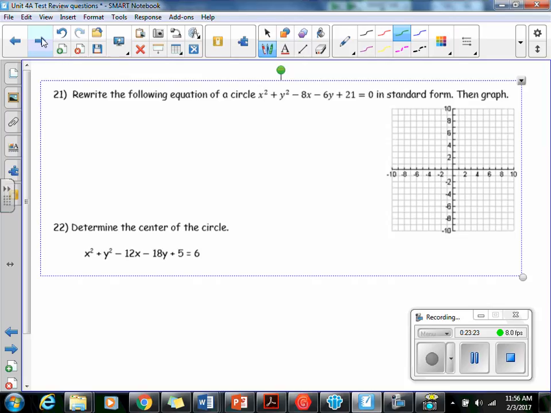All right, for number 21, 21 and 22 are just alike. The only difference is 22 is asking you to graph it after you find the equation for the circle. So remember the notes that I gave you on this? I actually still have them right up here on the board, so you're going to have to pay attention over here. If I needed to rewrite that equation, the x squared plus y squared, hold on, let me erase that.